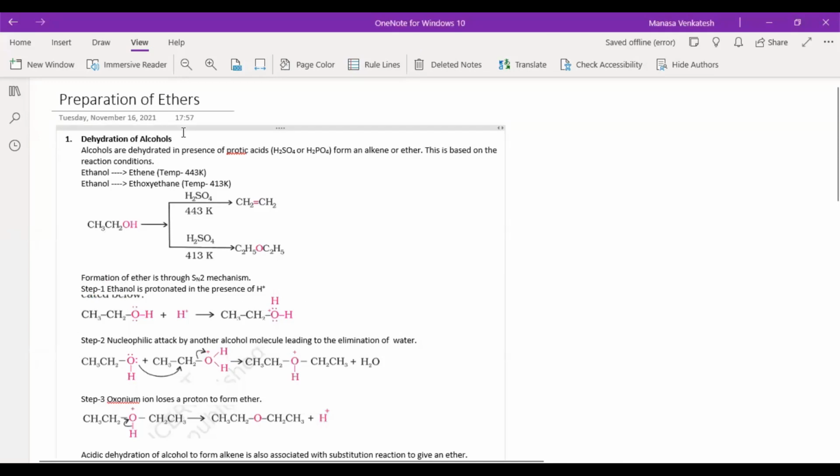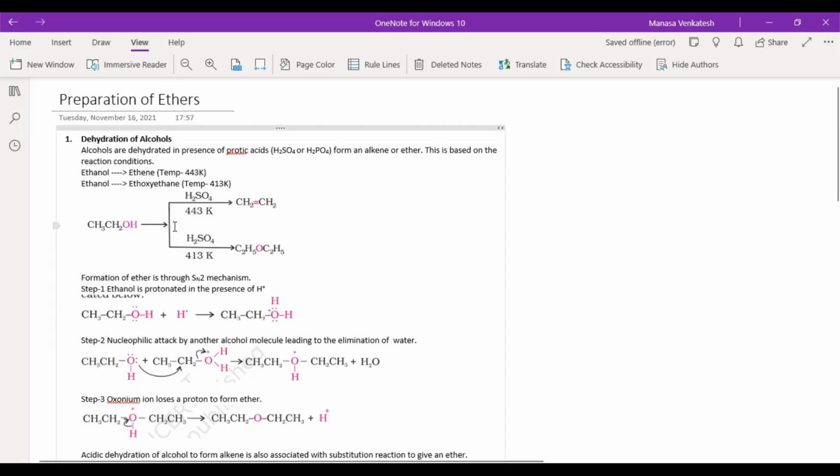So ethers. Ethers are compounds which have an alkyl, an oxygen, and another alkyl group. Basically, an alcohol where the hydrogen is replaced with an alkyl group is an ether. So the first method of preparation is dehydration of alcohols. As we know, alcohols undergo dehydration with a protic acid at a high temperature to give us an alkene. When the temperature is reduced, it gives us an ether.